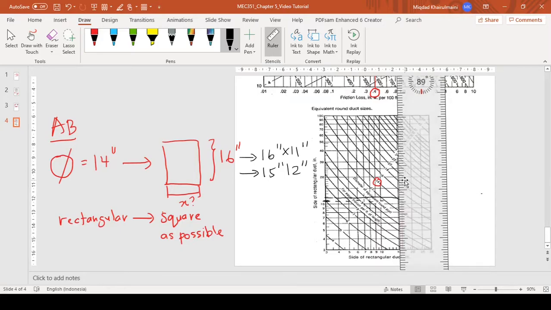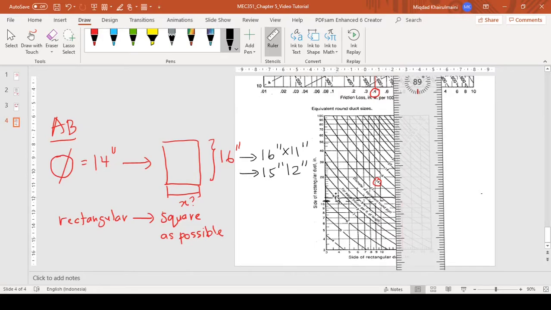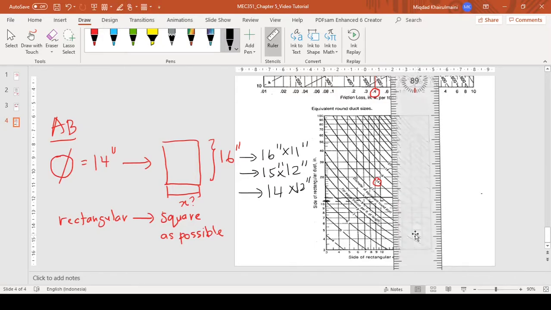Alright, so if you use 14, we can get 14 times here. If we use 14 here, we can also get around 14 times 12. And if we use 13 here, okay, let's just say we use 13 here.